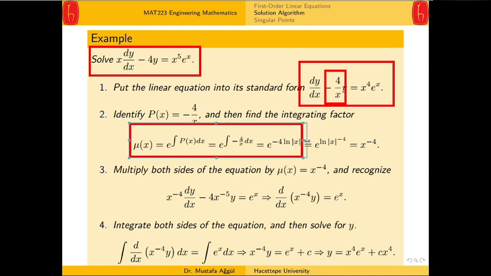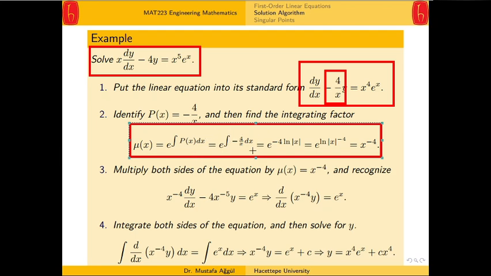When we take this integral, this is basically negative 4 ln absolute value of x. Since the negative 4 is before the ln x, it can be written as the power inside the log, so this will be ln of x to the negative 4. e and ln are inverses of each other, so they cancel out, and we get x to the negative 4. The absolute value does not appear here because the negative 4 power is an even power, so it is positive or zero.